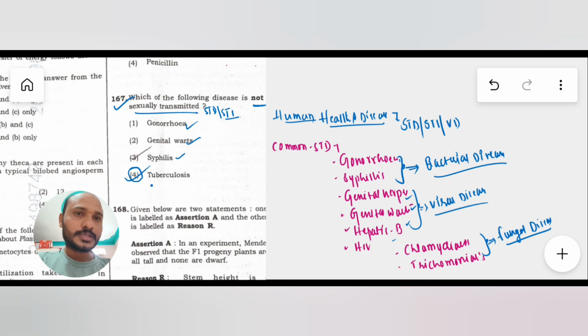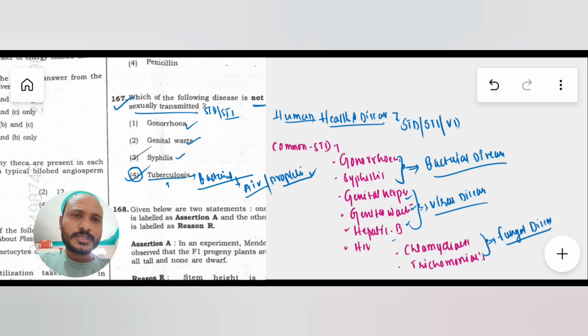So the right answer here is tuberculosis. Now we discuss how tuberculosis occurs. Tuberculosis is caused by bacteria. It is a bacterial disease, but it is not a sexually transmitted disease. It is transmitted through air droplets only, spreading from one person to another.